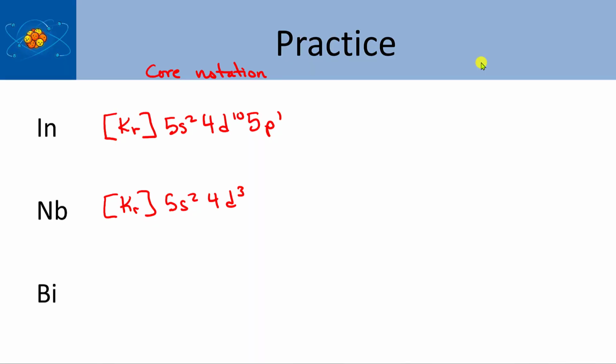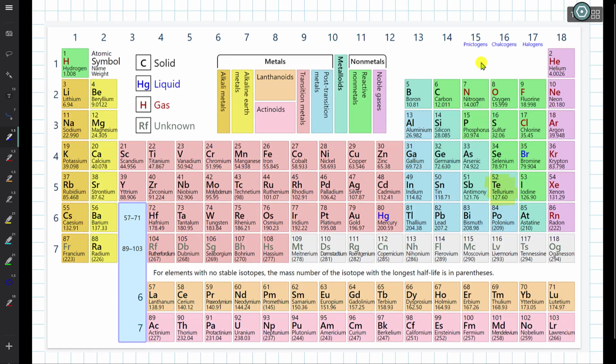So the next one to do is bismuth. And so again, we've got to find it on the periodic table. And then we'll use core notation. So let's see, where is it on the periodic table? It's way in the heck down here.